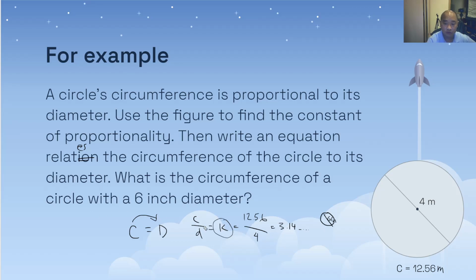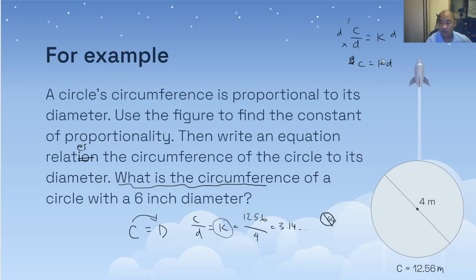Well, if we rewrote this equation, c over d equals k, but solved it for c, because that's what we want to know, right? What is the circumference? Then we would multiply by d on both sides and get c equals kd, which is essentially what we did earlier, y equals kx, right? Because this is y and this is x.